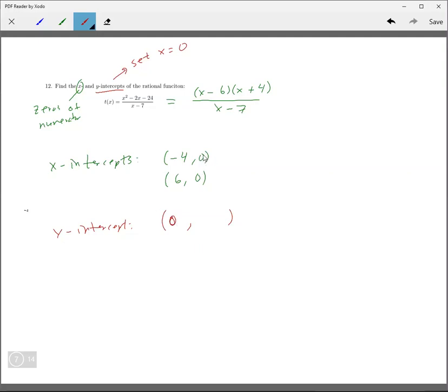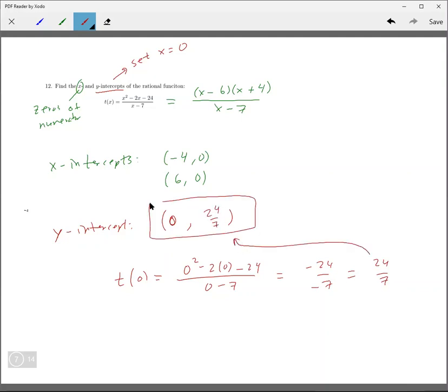For the x-intercept, the y's are 0. For the y-intercept, x is 0. Okay, and then to find this piece, you just calculate t of 0. So in this case, I can put it into the original one rather than put it into here. (24/7), and then that just goes right there. Okay, so those are your x-intercepts, and that's your y-intercept.